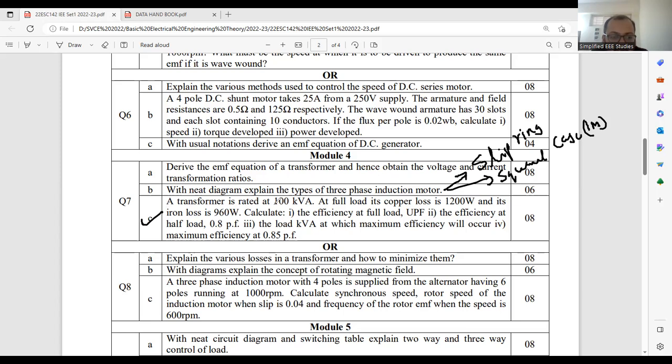A transformer is rated 100 kVA. At full load, the copper loss WCU is 1200 watts, and its iron loss WI is 960 watts. Calculate the efficiency at full load and unity power factor. So you can use the formula of efficiency, eta. Eta is equal to, what is the formula? VI cos phi into 10 to the power 3.